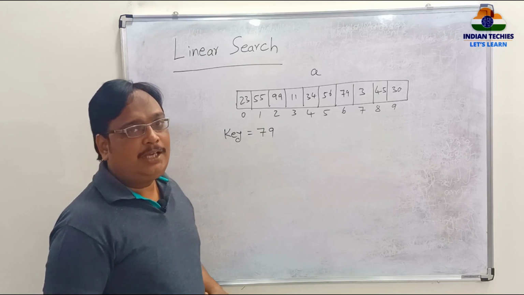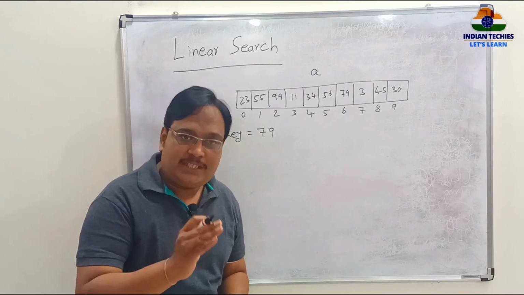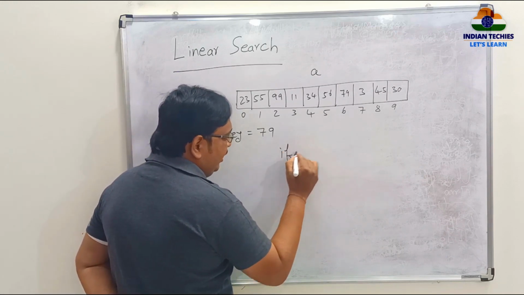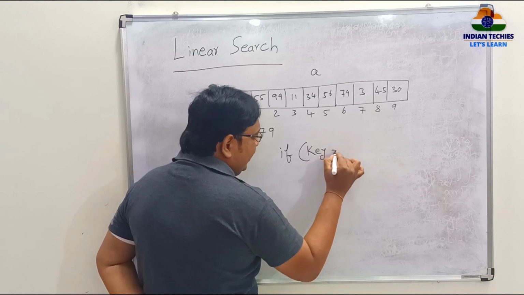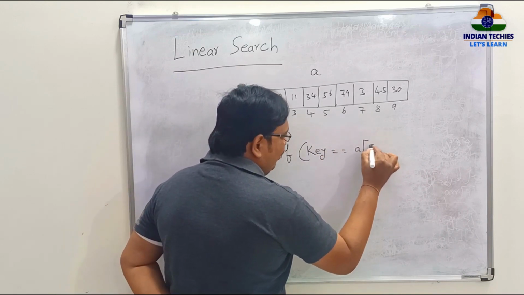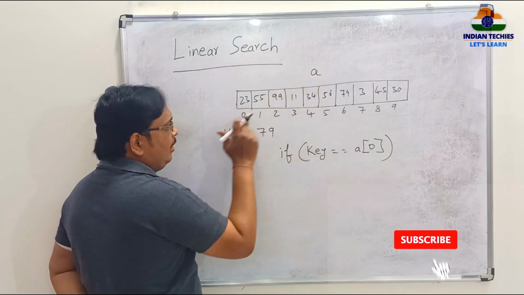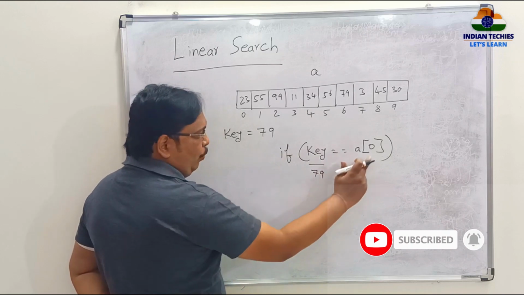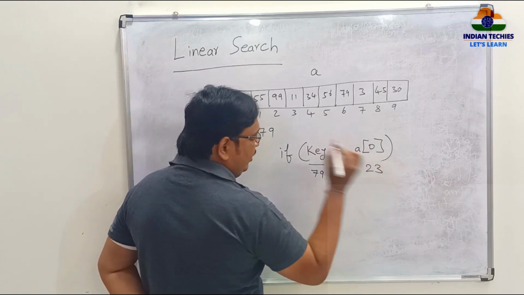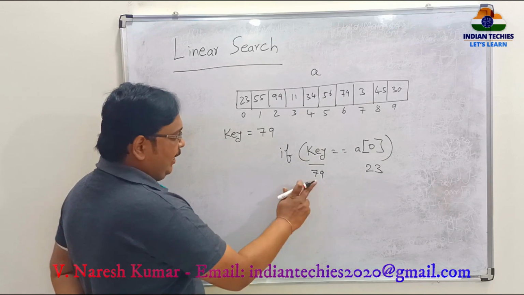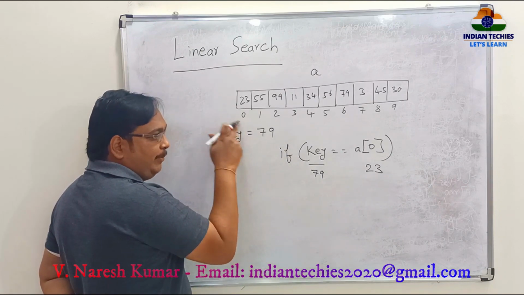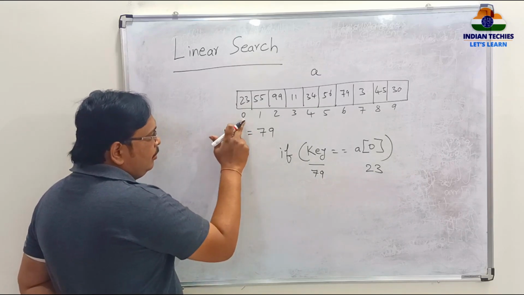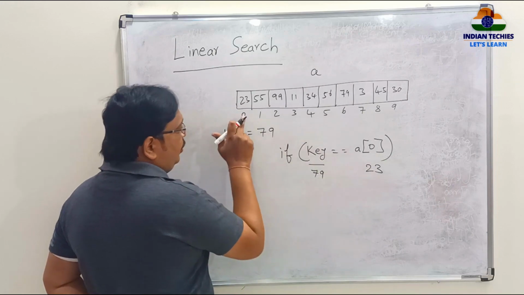In linear search, we always start the comparison from the first element only. That is, we check the condition whether my key is equal to the first element. What is the first element? A of 0. What is my key? I want to search 79. What is the value in A of 0? The value is 23. Whatever the size of the array, we should start comparison from the first element only. So, is 79 equal to 23?